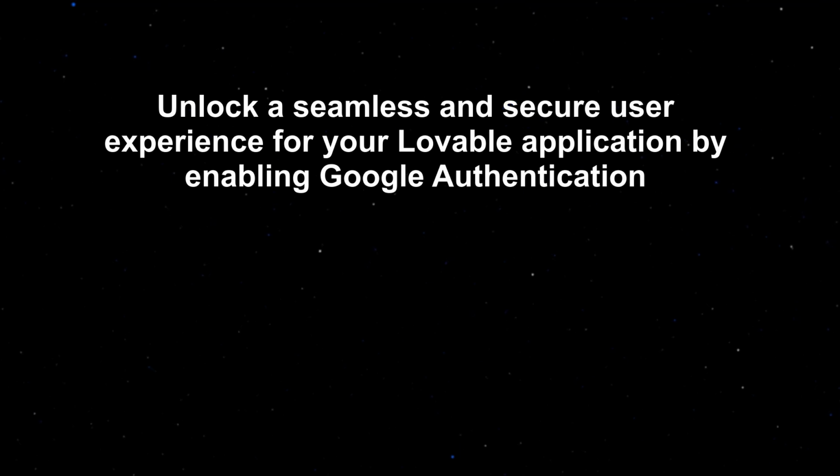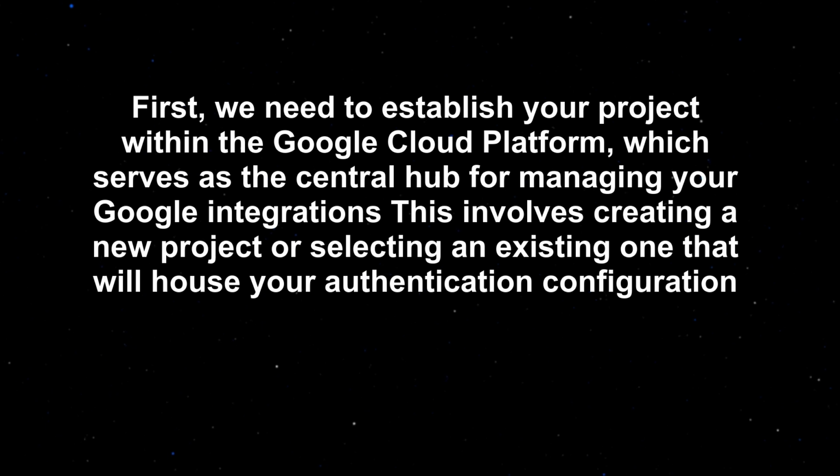Unlock a seamless and secure user experience for your Lovable application by enabling Google Authentication. First, we need to establish your project within the Google Cloud Platform, which serves as the central hub for managing your Google integrations. This involves creating a new project or selecting an existing one that will house your authentication configuration.